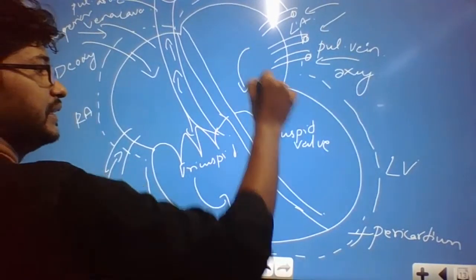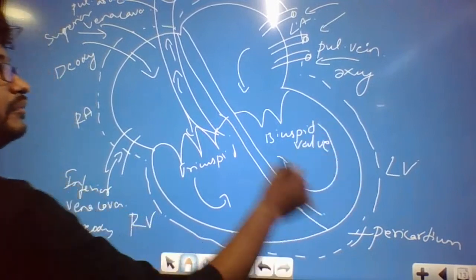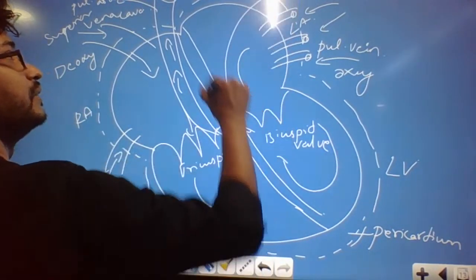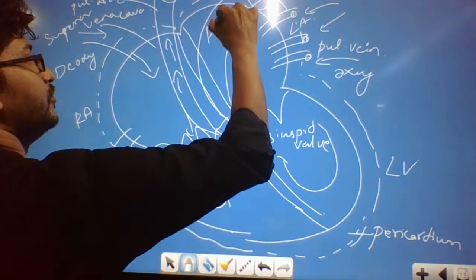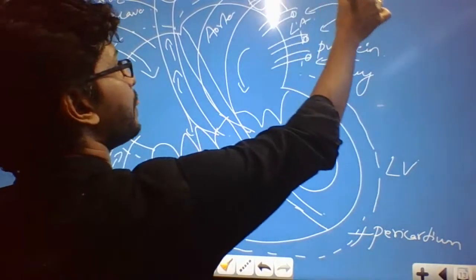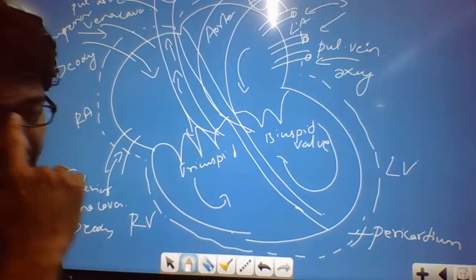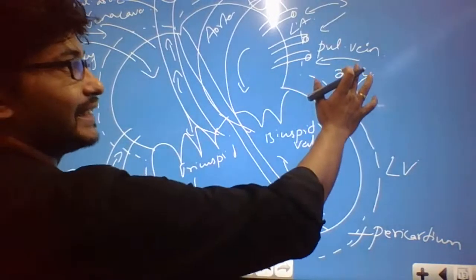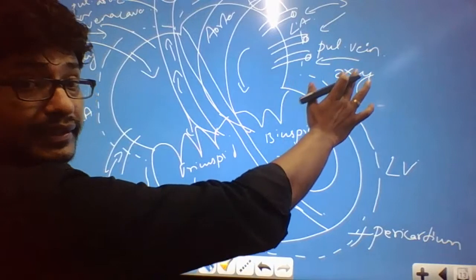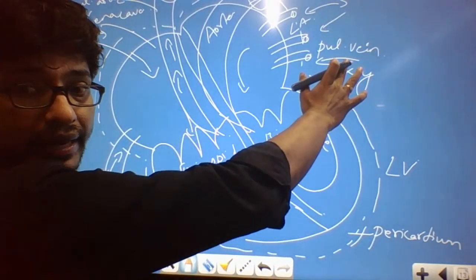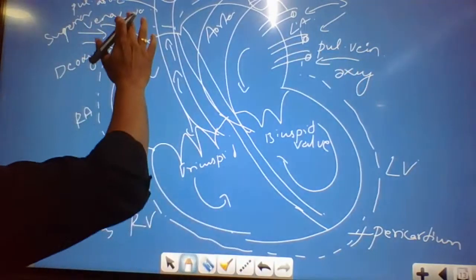The blood which comes here goes from the ventricle out through the aorta. This is by means of the aorta, and the oxygenated blood is going out. You should understand that the pulmonary vein is an exception: it is for the oxygenated blood, while this one is for the deoxygenated blood.